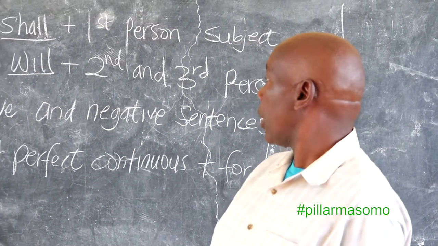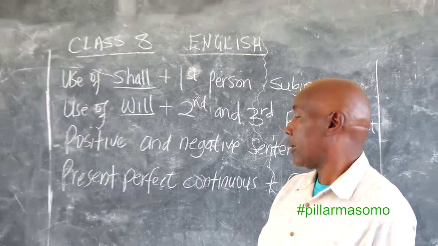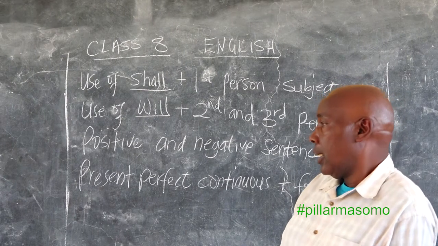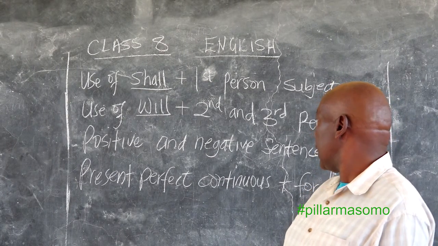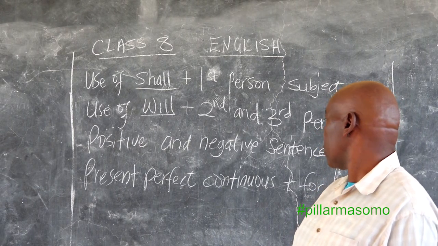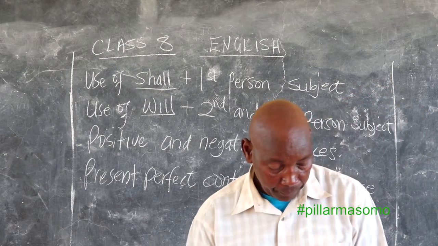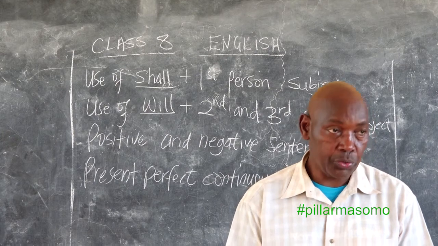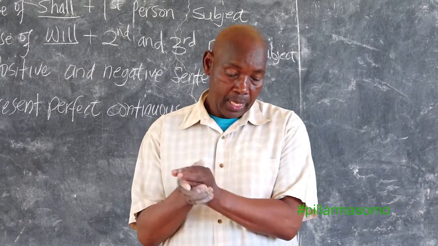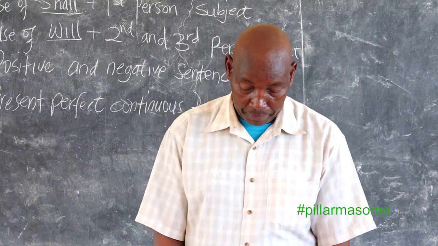This lesson is going to talk about use of shall for a first person subject, use of will for a second and third person subject. We are also going to look at positive and negative sentences. And lastly, present perfect continuous plus for and since. I hope this is going to be interesting. I welcome you to this lesson.